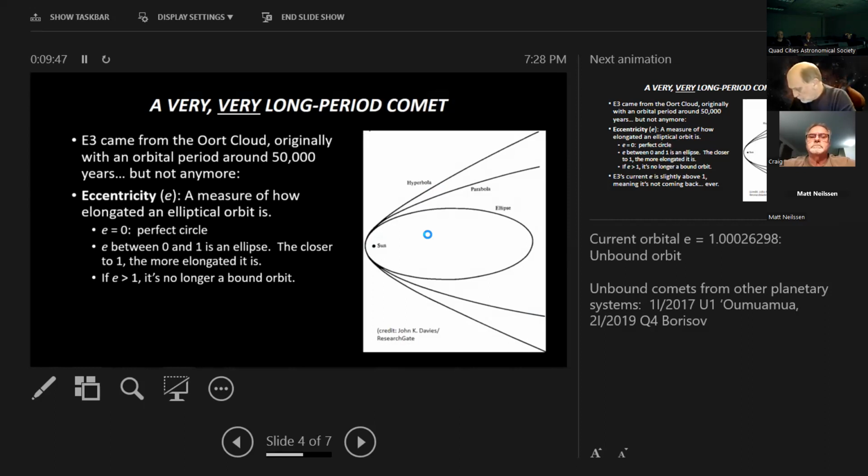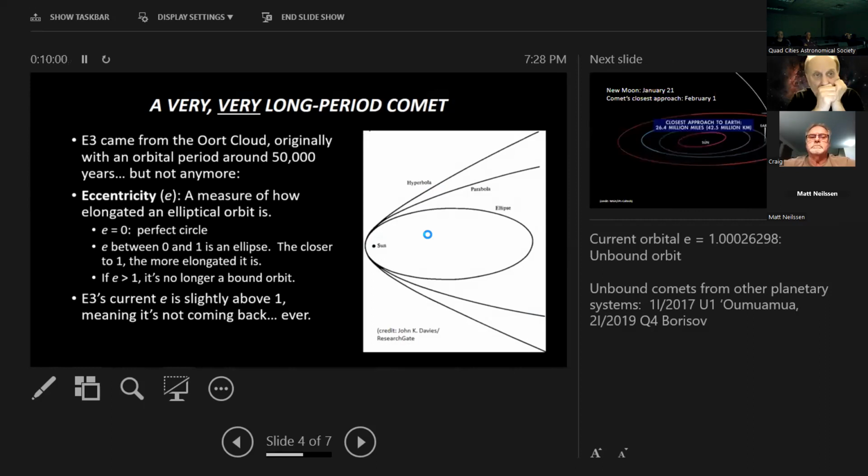And right now, after its latest passage around the sun, Comet E3's orbit has an eccentricity of 1.00026 something, which means once this comet has passed by the sun, passed by the Earth, if things stay the way they are right now, it's never coming back. So it'll end up back in the Oort cloud? Not even that. It'll go flying off into interstellar space, never to return.